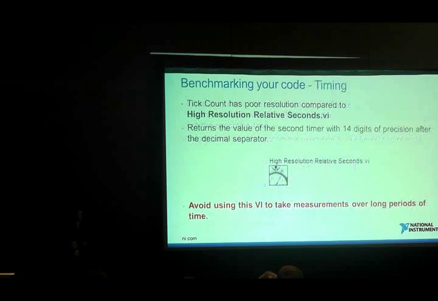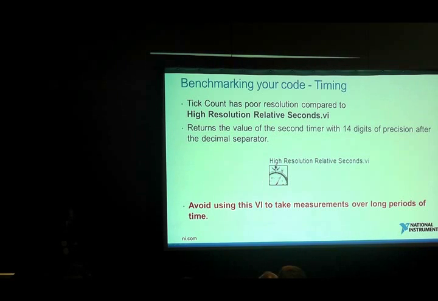You can get a much higher time resolution using this high resolution relative seconds VI rather than the tick count VI. You'll find this in the timing palette. It's a nice supported function. You'll get the value of the second timer, on your particular PC out to 14 digits of precision.